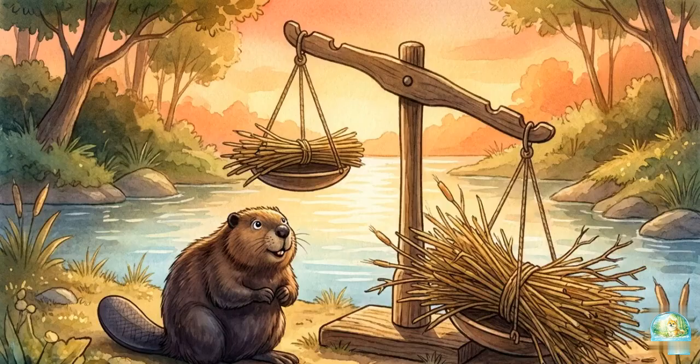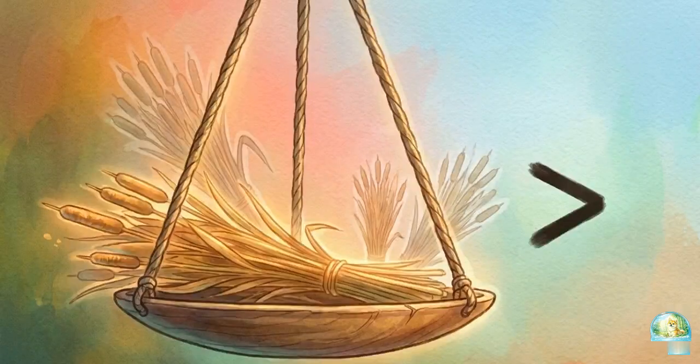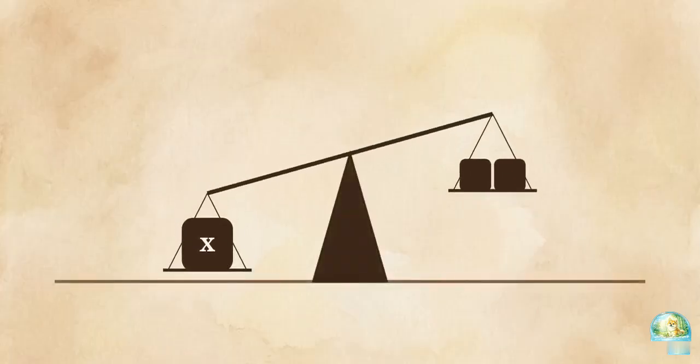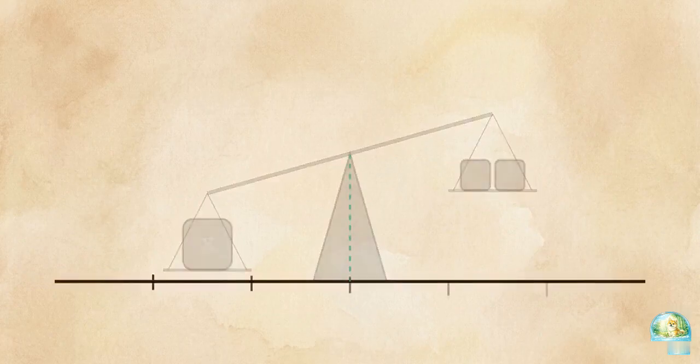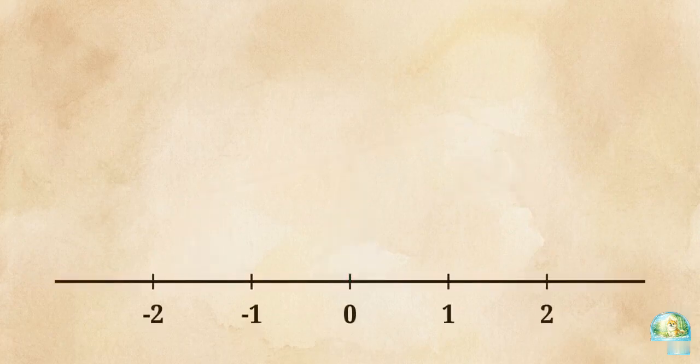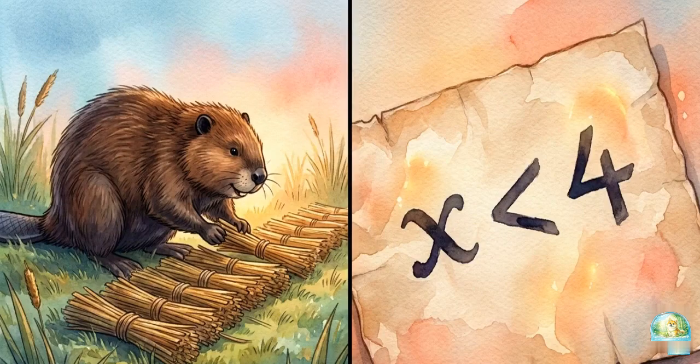But when the weight shifts and one side drops, we have an inequality. The unknown bundle isn't just one weight anymore. It represents a whole set of possible heavier or lighter values. To track this range of possibilities, we move away from the physical scale and map the solutions onto a number line. Mathematical expression work gains its value when we can visualize the structure and meaning behind the notation.